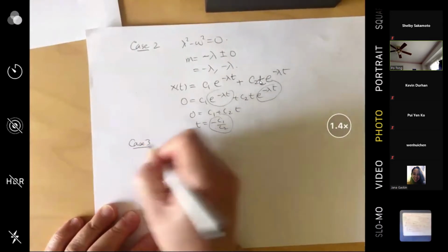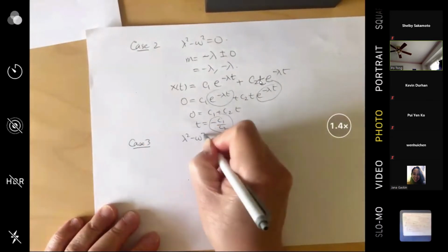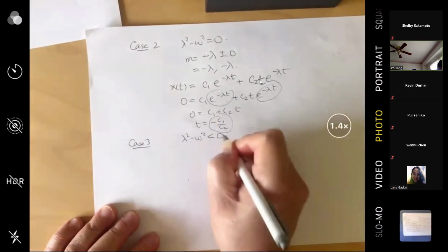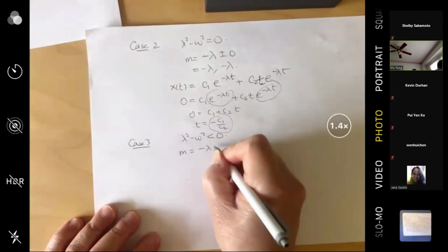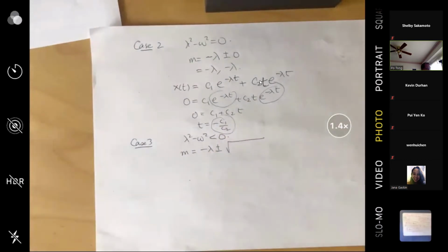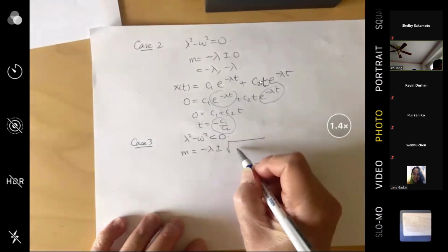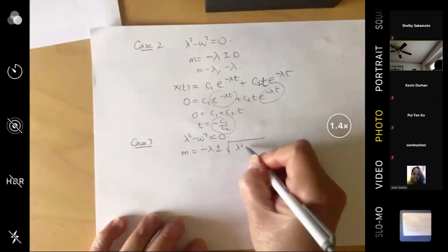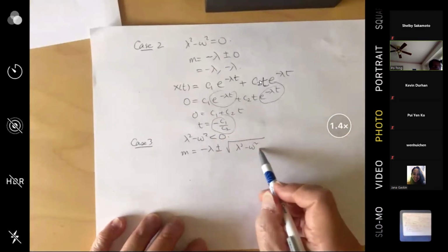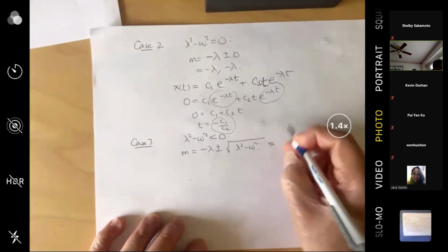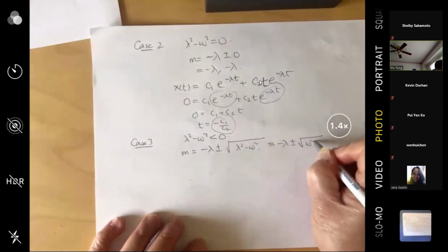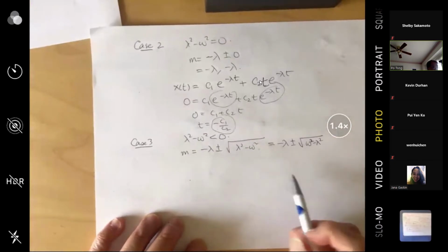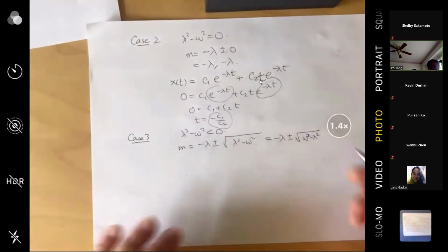Case 3, lambda squared minus omega squared less than 0. In this case, m is going to be minus lambda plus or minus the square root. But this guy is negative, right? So I'm going to rewrite this so that now this one is positive. If this one is negative, you flip it, it becomes positive, and put an i here.